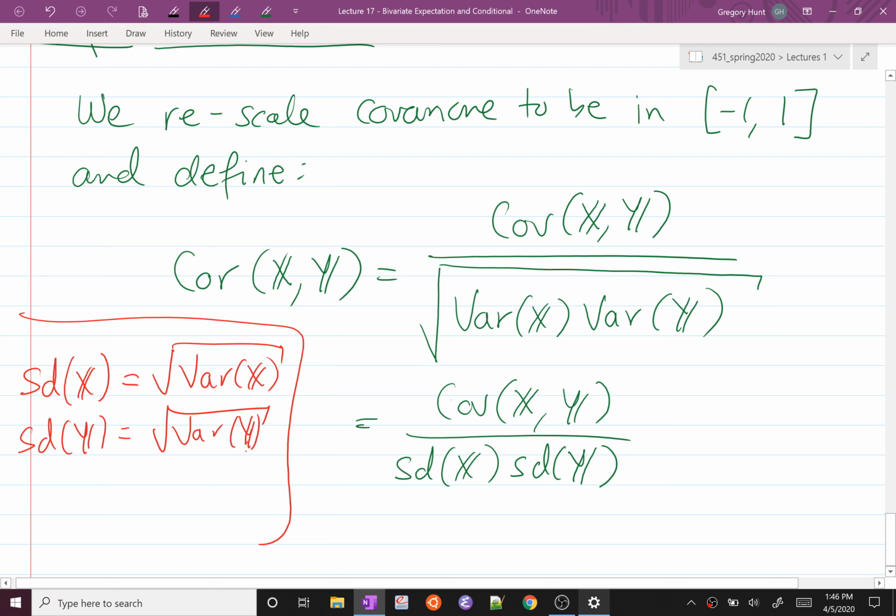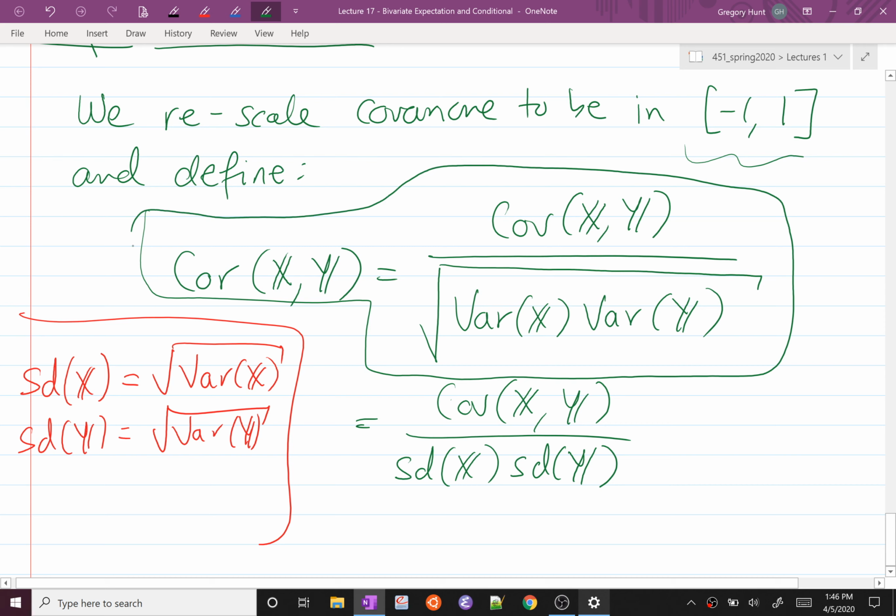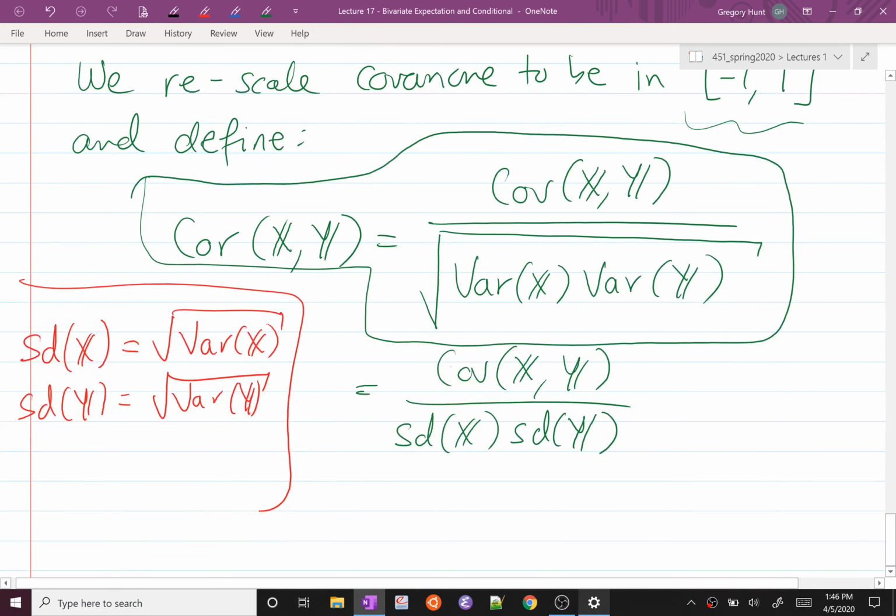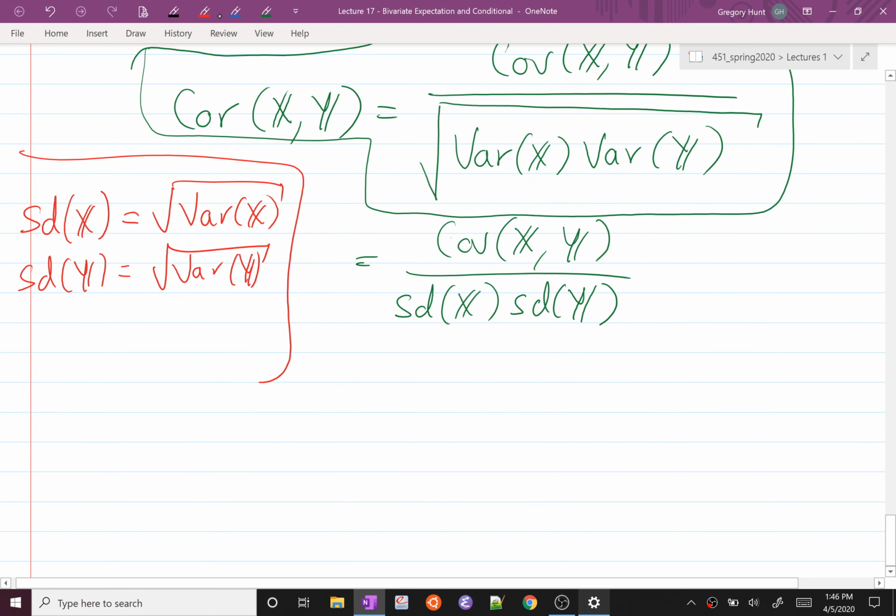Nothing too fancy, but this is how we define correlation, and as a claim will show, this will scale covariance to always be between -1 and 1. So if I want to compare the correlation between x and y and z, they're going to be on the same scale, whereas covariance might not be on the same scale, so it's going to be kind of harder to work with. So let's look at some facts of correlation and covariance.